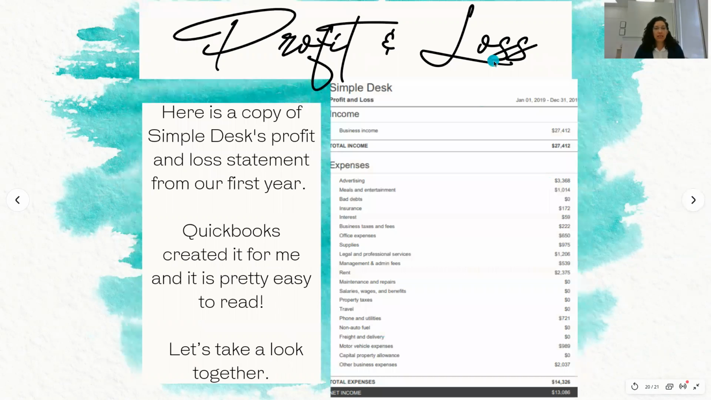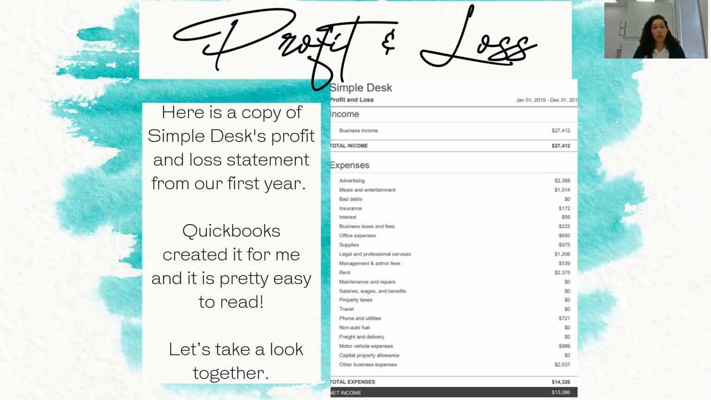Okay, so this is a profit and loss statement. This is from my QuickBooks Self-Employed, our simple desk profit and loss from our first year in business. QuickBooks actually generated this for me. I just went to the side and clicked reports and it pulls it up for me. It tells me everything that I had for income, and then it shows me every expense that I used during the year and how much in expenses I had.